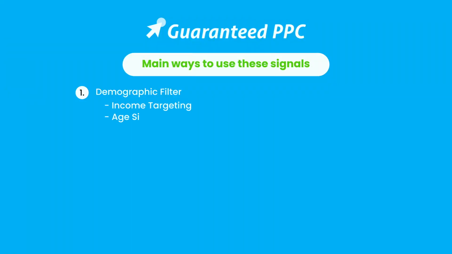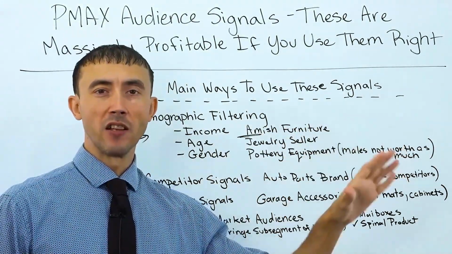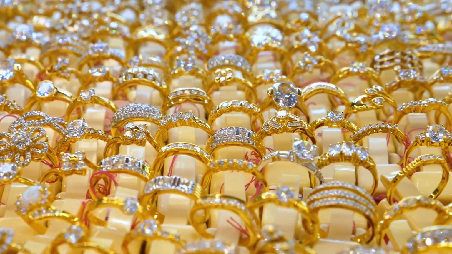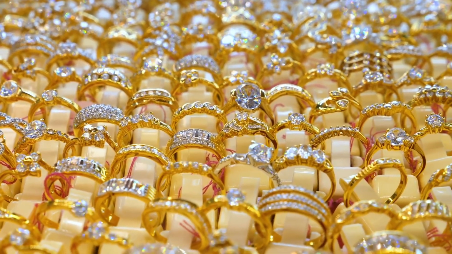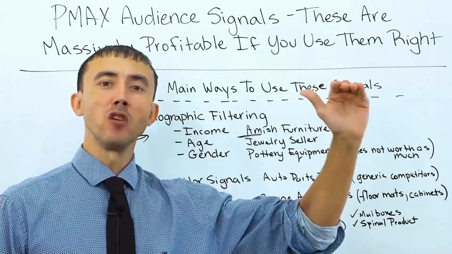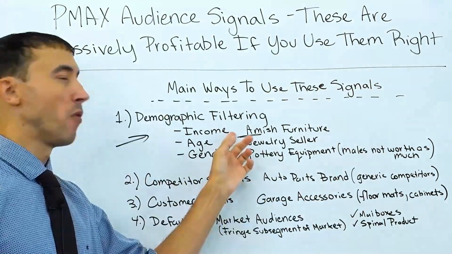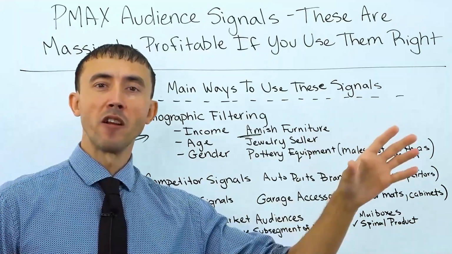Income targeting. Then we have age signals. So we can tell Google what age our user is. We had a jewelry seller here. It was a high-end jewelry seller that sells engagement rings, wedding rings, all this stuff, but it's higher end. Guess what? Higher end people skew older because they've had more time to accumulate wealth. You may say, well, with income targeting, isn't that already just taking care of that?